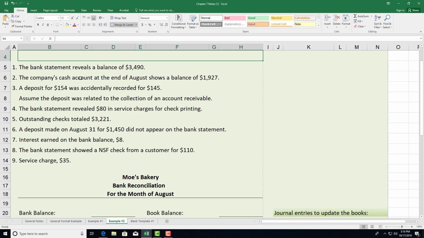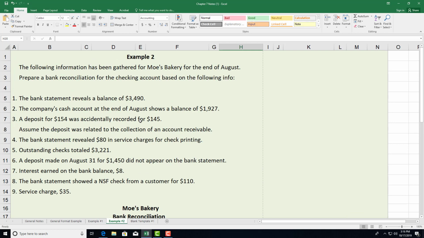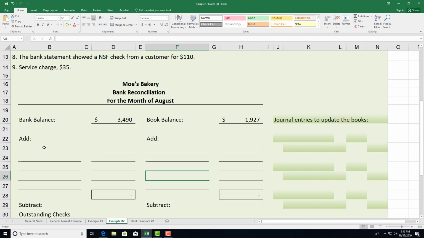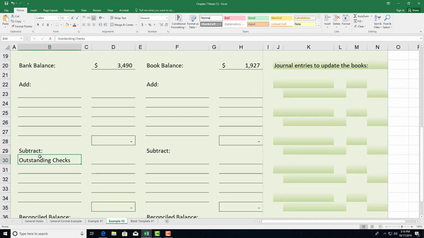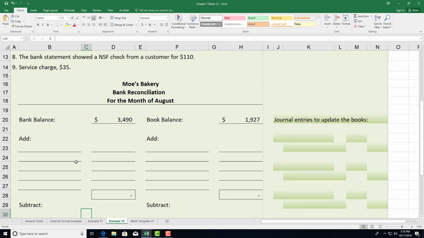So we have a bank statement balance of $3,490 and a book balance of $1,927. And again, the whole point of the bank reconciliation is to explain why there is a difference between the two balances, and then also to get the books updated. All right.